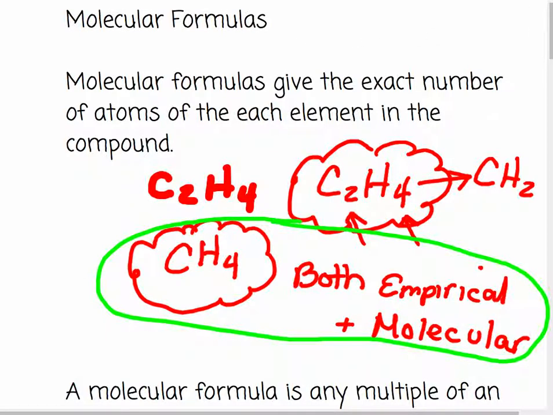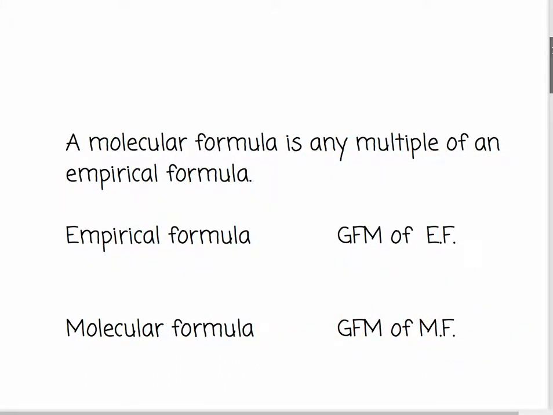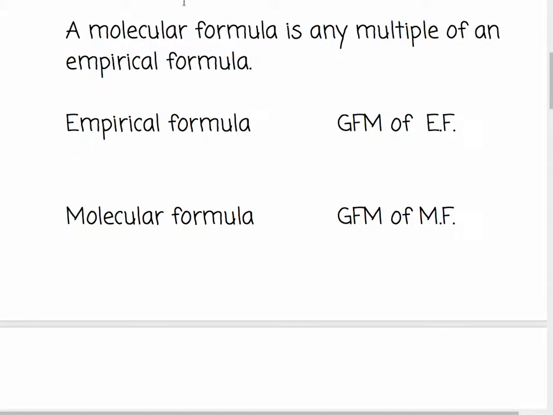Alright, let's scroll down and continue on here. Let's show the relationship between a molecular formula and an empirical formula. So let's write an empirical formula. Let's take CH2. It's empirical because you cannot reduce this 1 to 2 any further. And if I calculate the gram formula mass of this empirical formula, we're going to get a number in grams per mole for just this CH2.